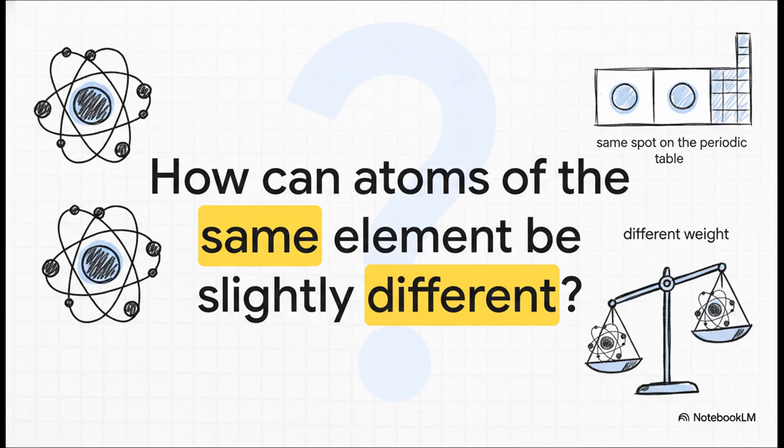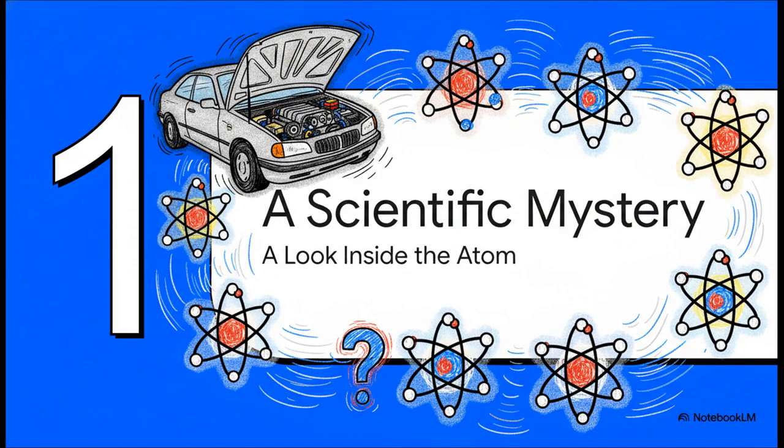So, here's the puzzle we're looking at. How can two atoms have the same name, sit in the very same spot on the periodic table, but one is heavier than the other? It feels like a total contradiction, but believe me, solving this is absolutely key to understanding a massive chunk of modern science. Okay, to solve this little mystery, we've got to pop the hood and take a look inside the atom itself. Don't worry, this will be a quick refresher on the basics, but it's super important for everything that comes next.